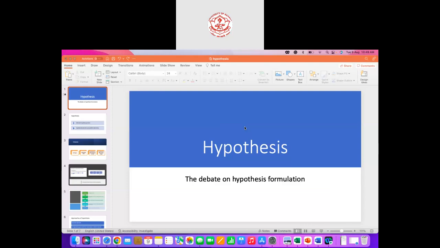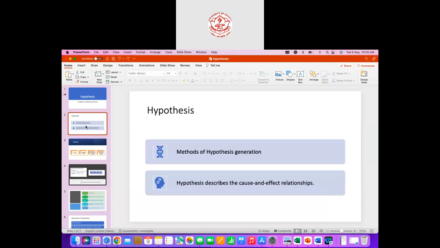something like clarifications on these debates. So how can we set a hypothesis? These hypotheses are tentative assumptions about the future outcome of the research. There are various methods of hypothesis generation, like the inductive and deductive method. A hypothesis describes cause and effect relationships. So there are tentative assumptions about the cause and effect relationships.